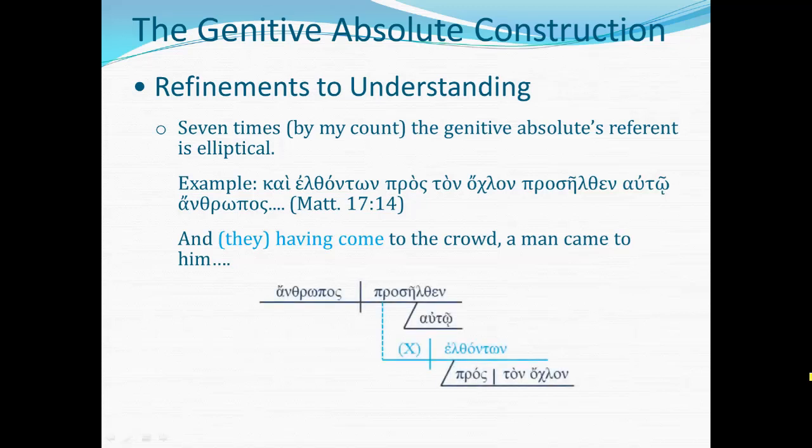Here's how it would look in a sentence diagram. Just use the elliptical parenthetical X in the subject slot with alphonton as the verb of the construction.